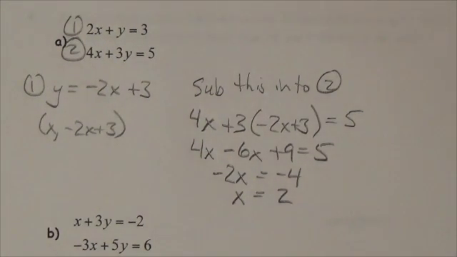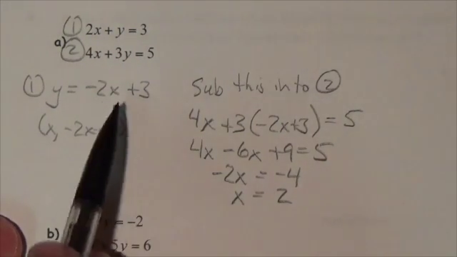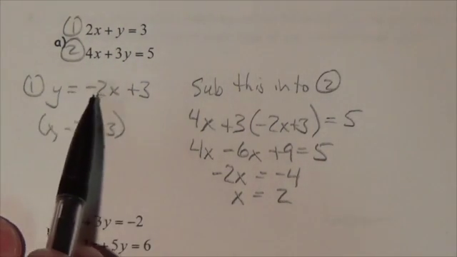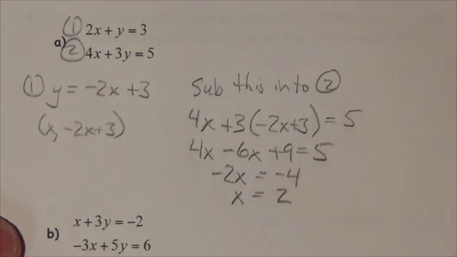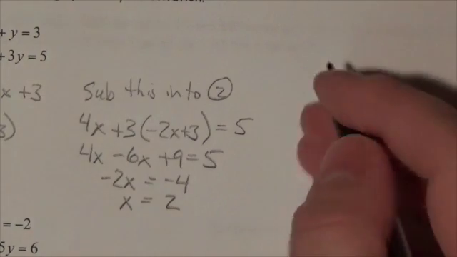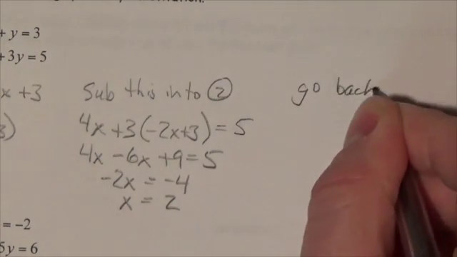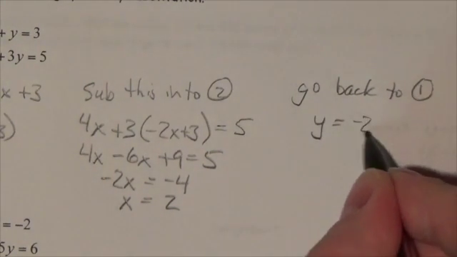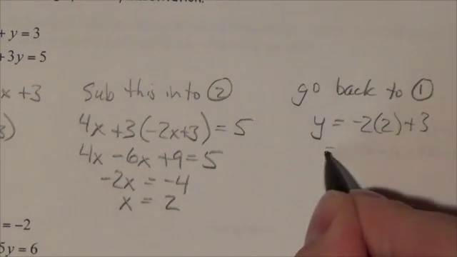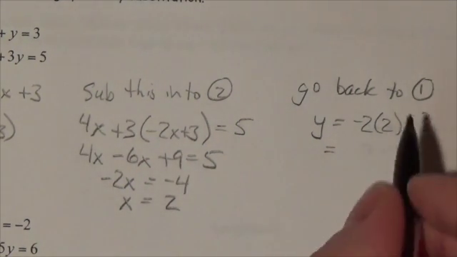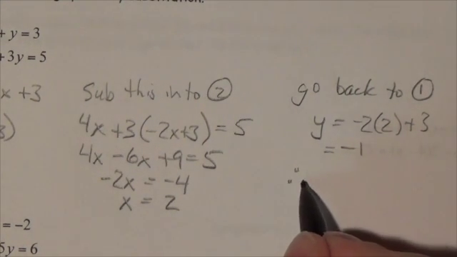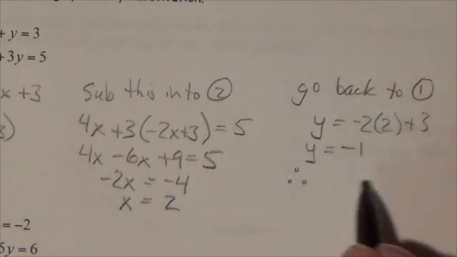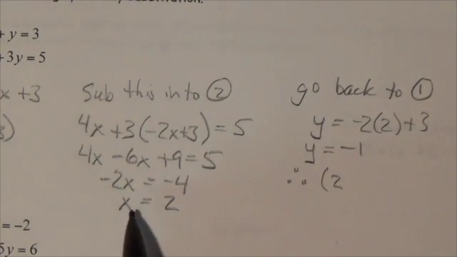Now, what's really nice about the method of substitution is for me to get the y coordinate, what I've got to do is go back to one of the originals. And you know what I'm going to do? I'm going to go back to this one. I already know y equals negative 2x plus 3. Well, here's x. So I'm going to take this and go back to 1. Okay? And so y equals negative 2 times 2 plus 3. So negative 2 times 2 is negative 4, plus 3 is negative 1. And so now I know the two coordinates of that point here. 2, got that from over here, and negative 1.